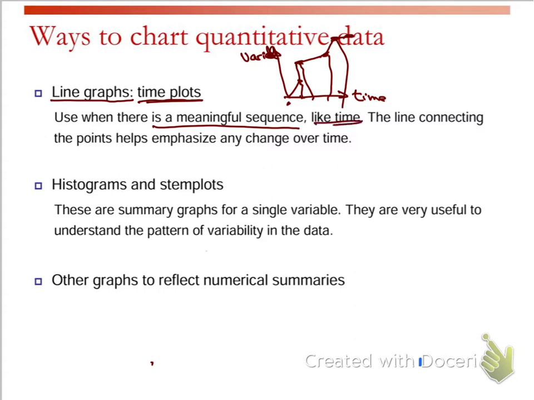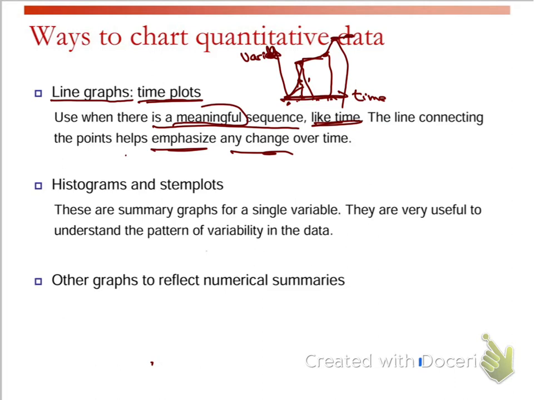A meaningful sequence like time. This is the sequence of the event, how it has progressed along with time, or class-wise, class number 1, class number 2, class number 3, and in each class I have the marks of the students. Or I have the time: after 1 minute, this is the reading of the experiment, after 2 minutes, the reading of the experiment, and so on. So it should have a meaningful sequence on the x-axis. The line connecting the points helps us emphasize any change over time, so we can see whether it's increasing, decreasing, or remains the same, constant.